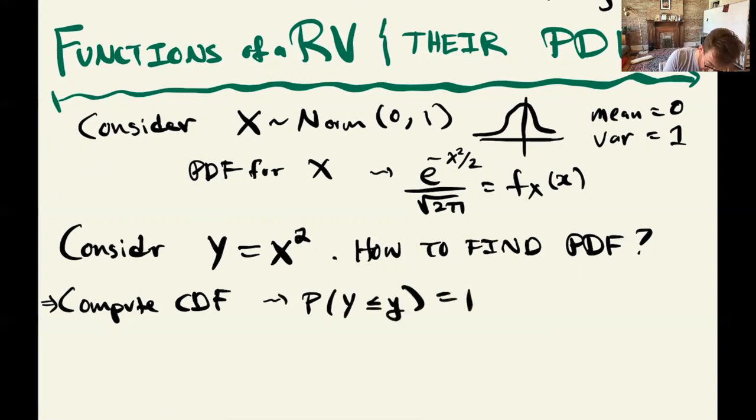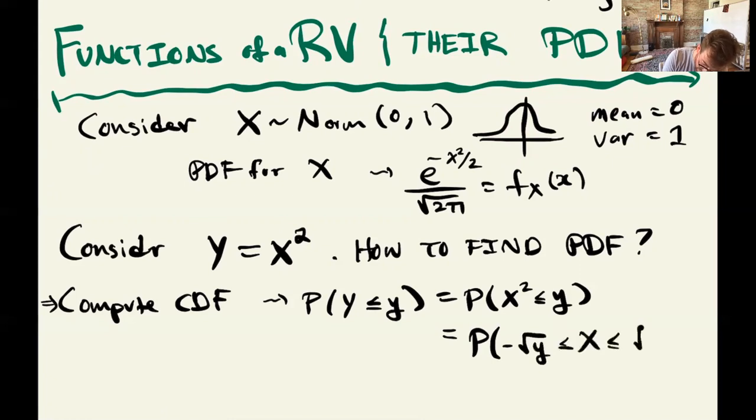But that's exactly the same thing as asking the probability that X squared is less than some value, little y. But if you think about it a little bit more, that's the same thing as asking that X be between minus square root of y and the positive square root of y. So that basically covers all the ways in which X can produce a square that's less than y. It can be anywhere from negative square root of y up to positive square root of y. But in all those values, you're going to end up squaring to be less than some number.